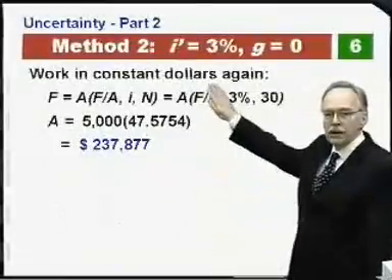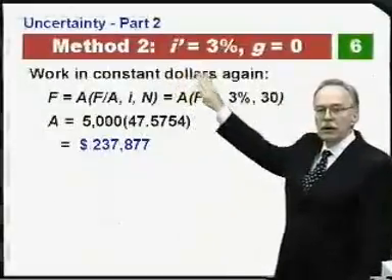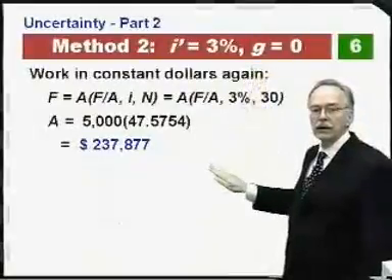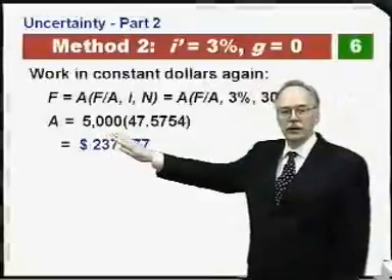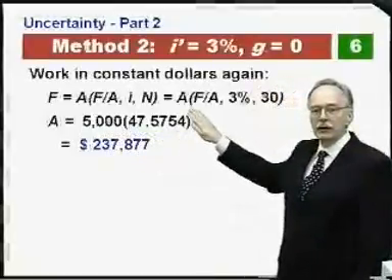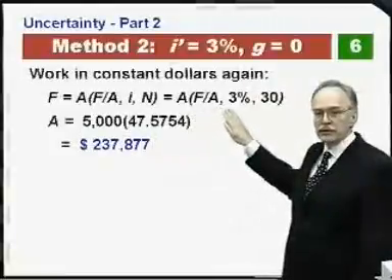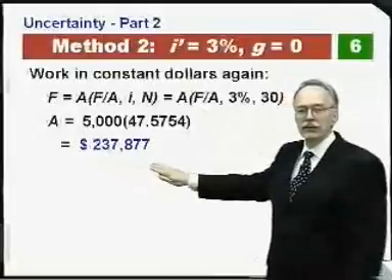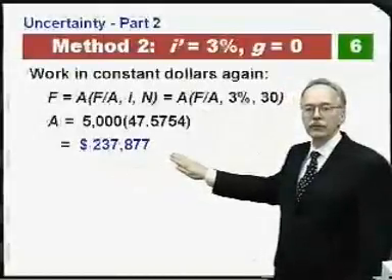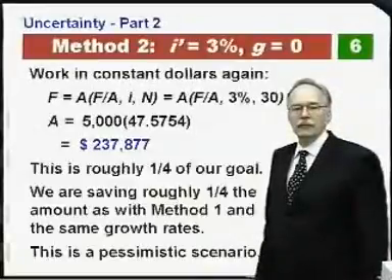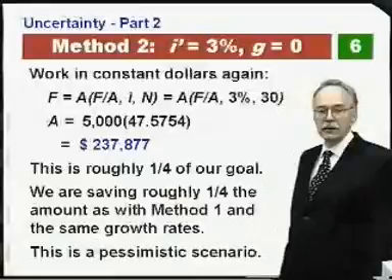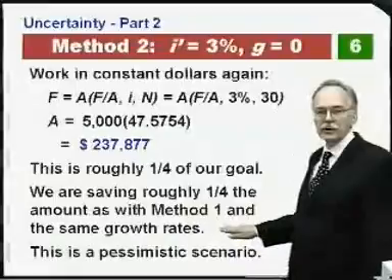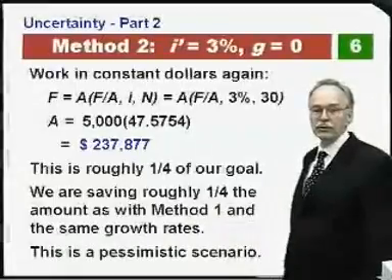So let's look at some numbers. We'll use a real interest rate of 3%. For this particular example, we'll set the salary growth rate in real terms to be 0. We're going to work in constant dollars. We're going to start with a $5,000 savings plan. So then we accumulate using our series accumulation factor, 3% for 30 years, and we get $237,877. That's in constant dollars. That's the accumulated value. Well, that's roughly 1/4 of our goal. That's not enough. Notice that we're saving roughly 1/4 of the amount as with method one and the same growth rate. We might consider this to be a pessimistic scenario.